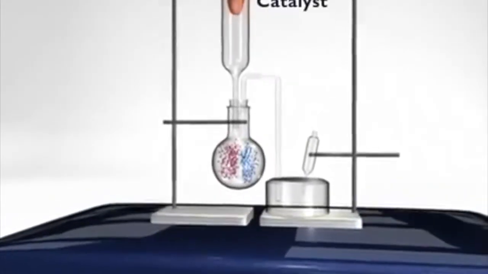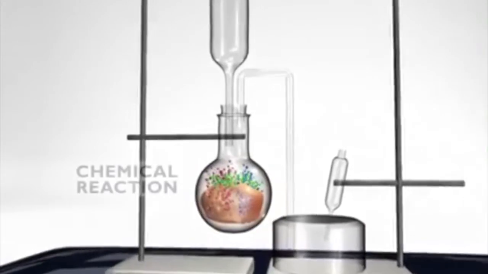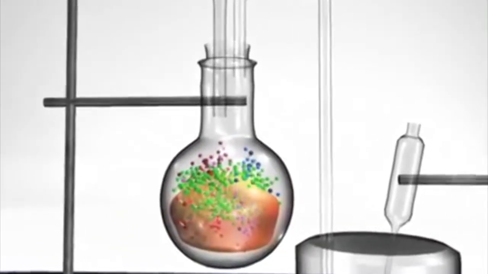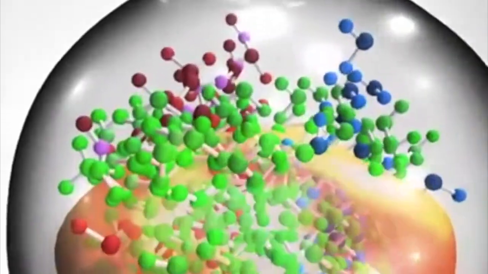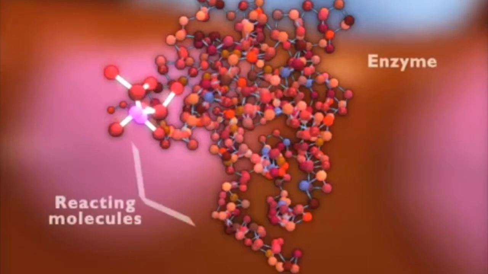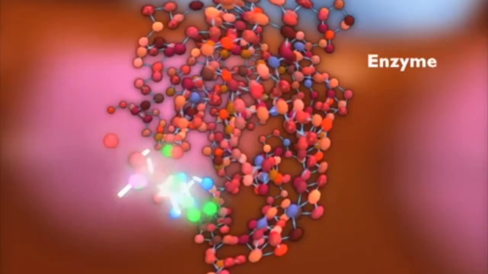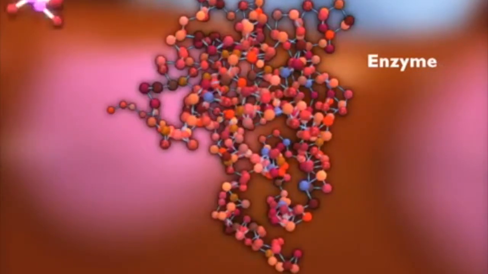What are enzymes? Enzymes are catalysts. They make things happen and speed up the action, but without being changed themselves in the process. A catalyst is a chemical involved in, but not changed by, a chemical reaction. Enzymes are proteins that perform a special function.